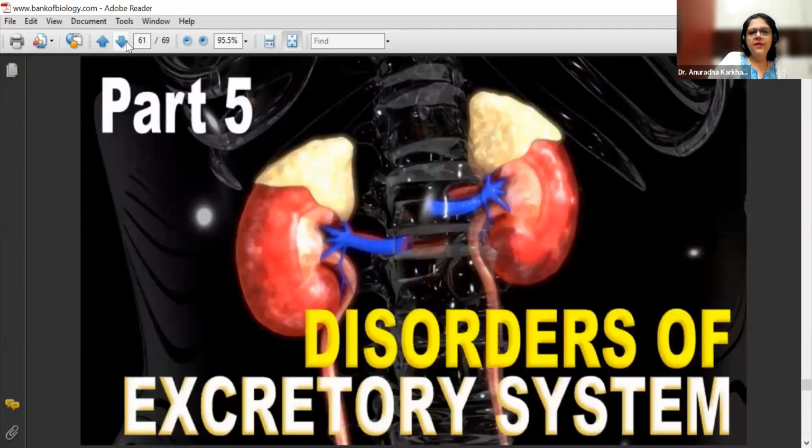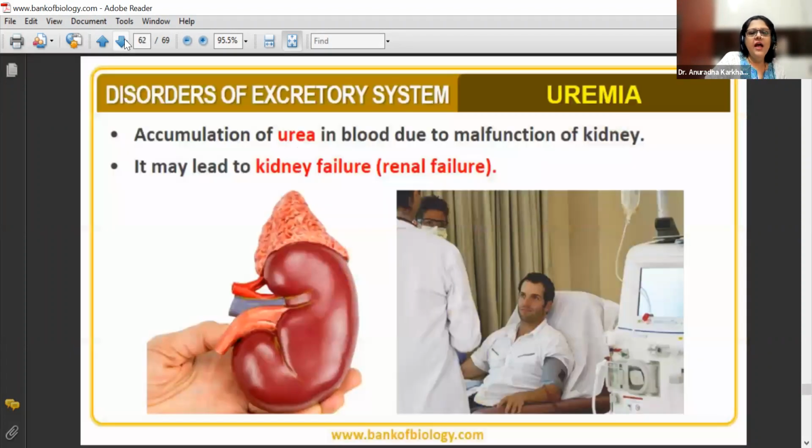Yes, water is good for preventing every disease. Correct. So we are coming to that only. Diseases and disorders of the kidney. Okay, यही अपने को अभी देखना है. What are the disorders? Accumulation of urea in blood due to malfunctioning of kidney is called uremia. Okay, it may lead to kidney failure, that is renal failure.